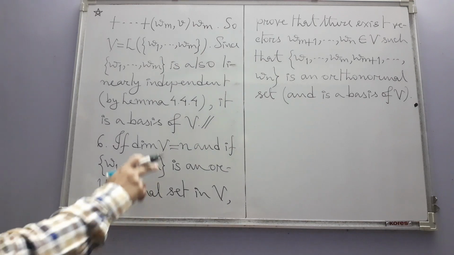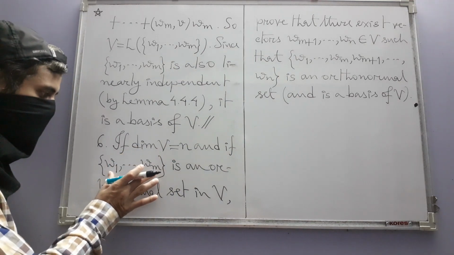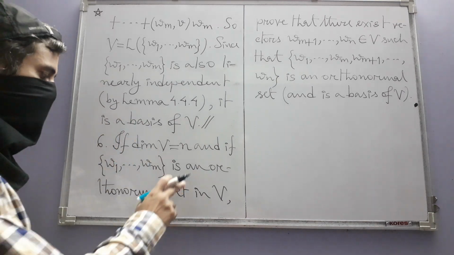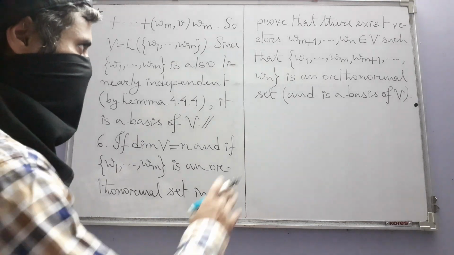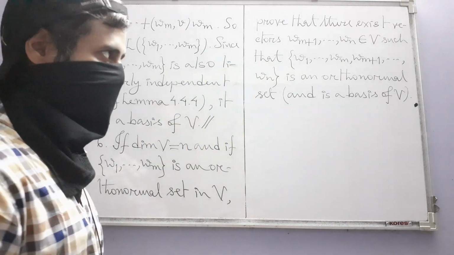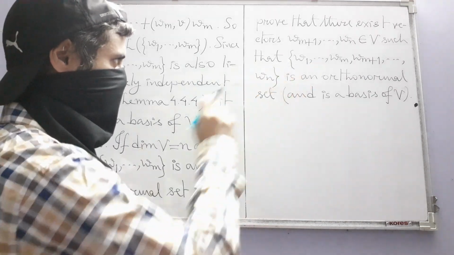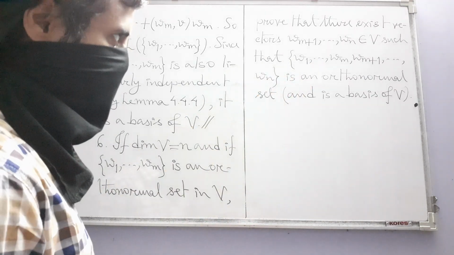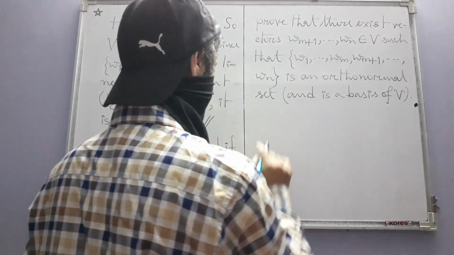Okay, so now the dimension of the vector space is n, and it's given that this is again, just like before, an orthonormal set of vectors in V. We have to prove that there exist extra vectors if necessary, so that this resulting superset is also an orthonormal set, and hence it's a basis of V.